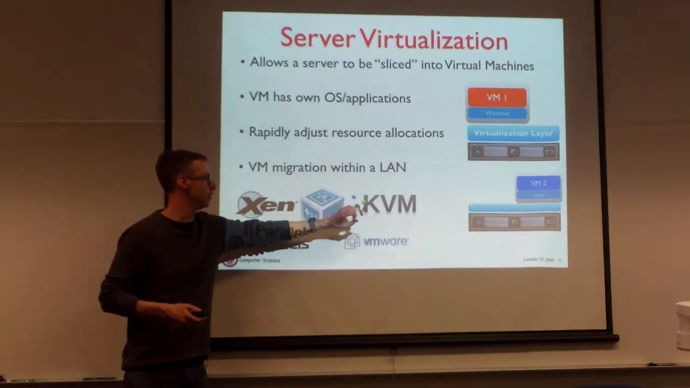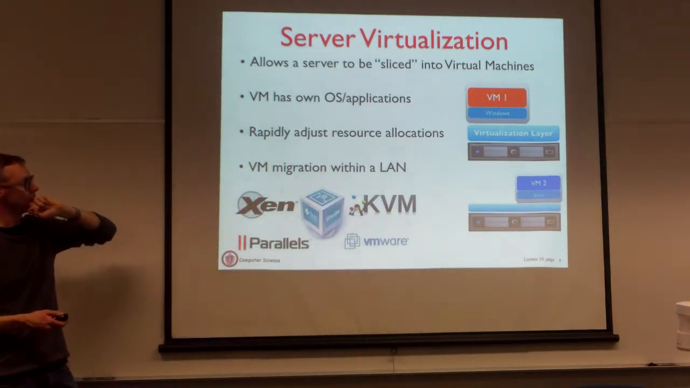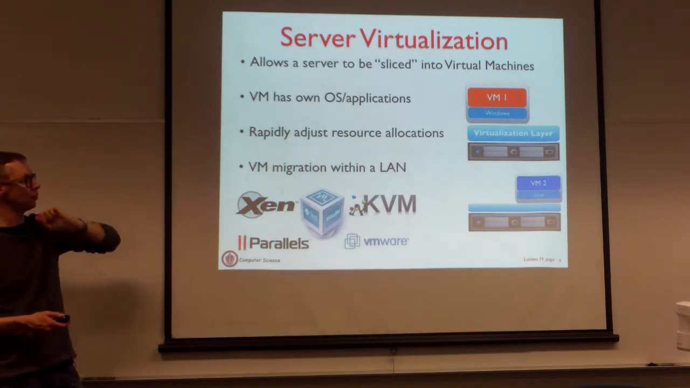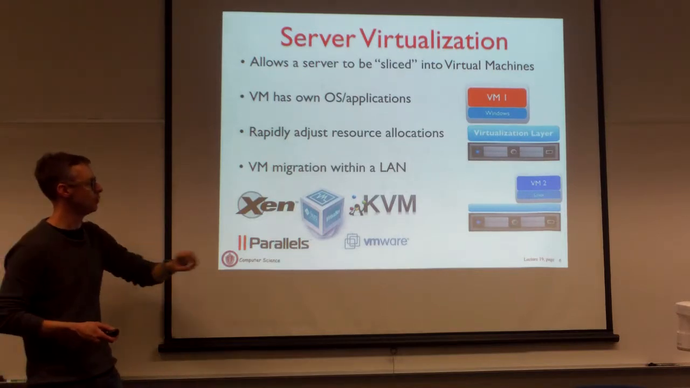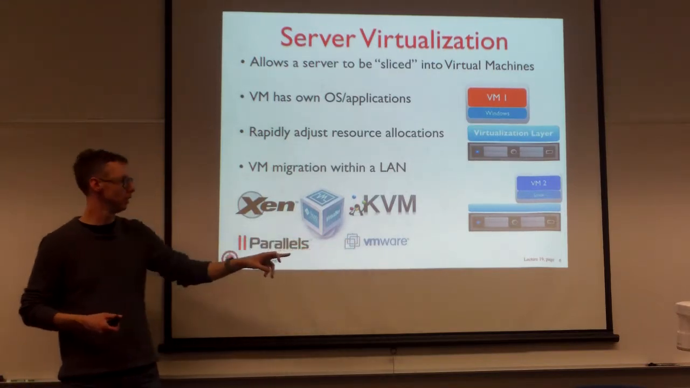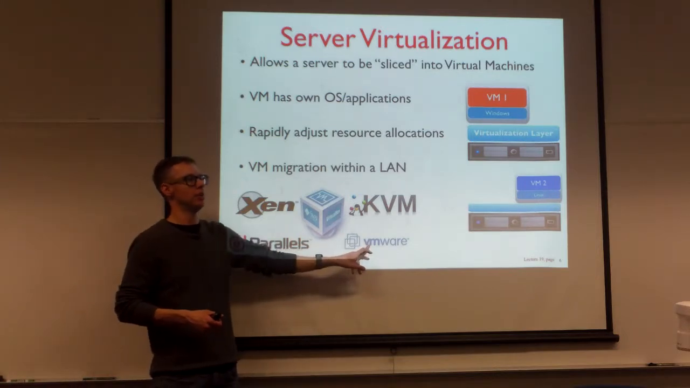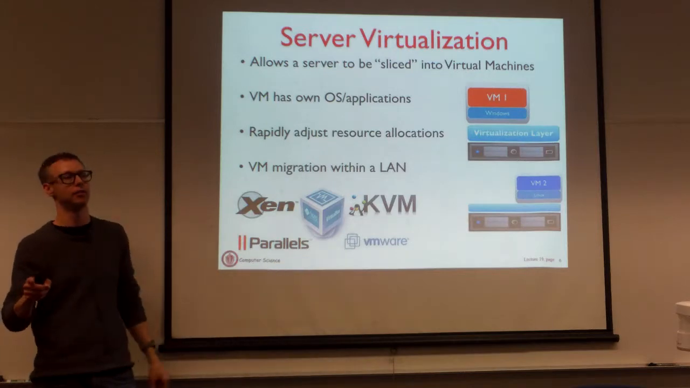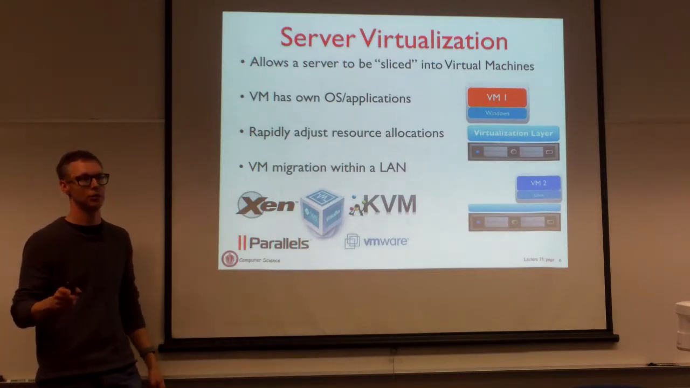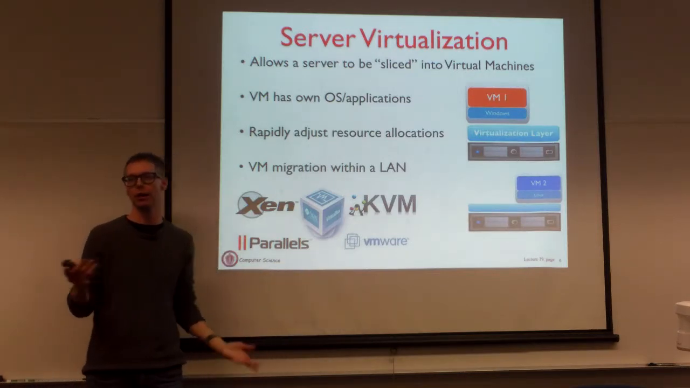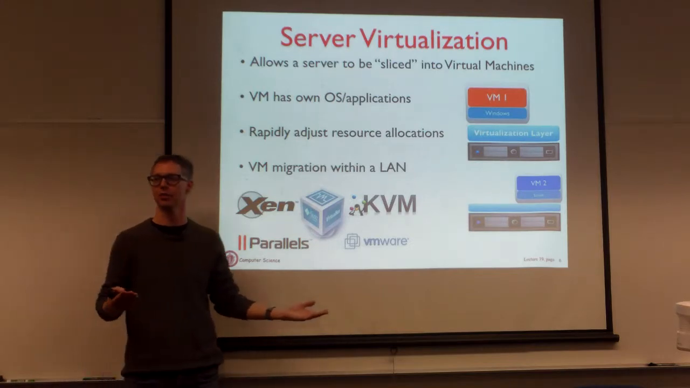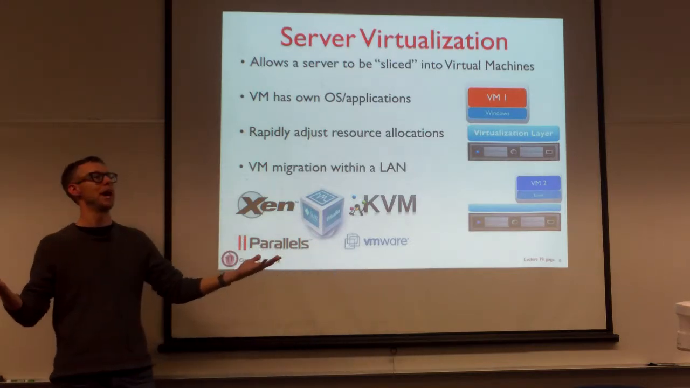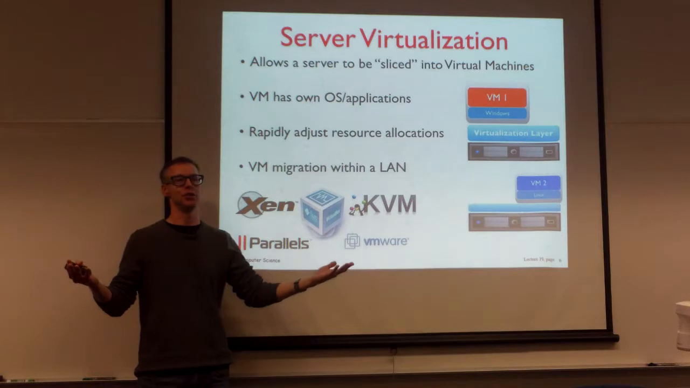So here are some examples of different virtualization platforms. VMware was the first one, right? It came out of Stanford in the late 90s. These were the first guys that figured out how to virtualize the x86, right? Why couldn't you virtualize the x86? Anyone know? Or why was it hard to do?